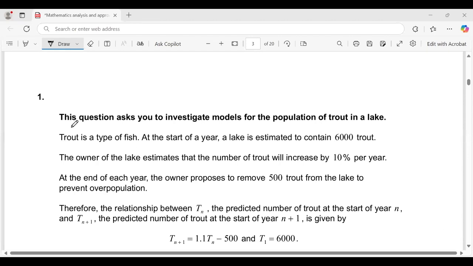Number one, this question asks you to investigate models for the populations of trout in a lake. Trout is a type of fish. At the start of a year, a lake is estimated to contain 6,000 trout. The owner of the lake estimates that the number of trout will increase by 10% per year. At the end of each year, the owner proposes to remove 500 trout from the lake to prevent overpopulation.